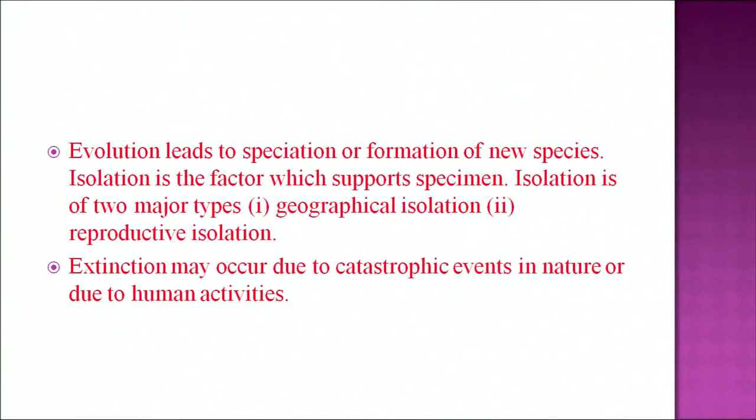Extinction may occur due to catastrophic events in nature or due to human activities. So, this is all about the concept of ecology, different levels of ecological organization, habitat and niche, concept of speciation, and basic ideas about adaptation, evolution and extinction.